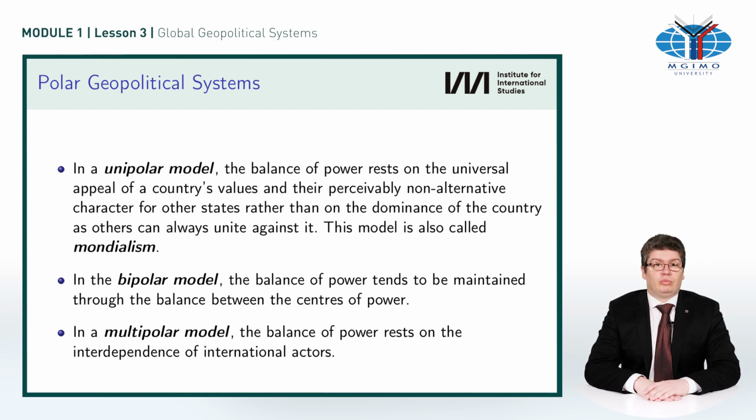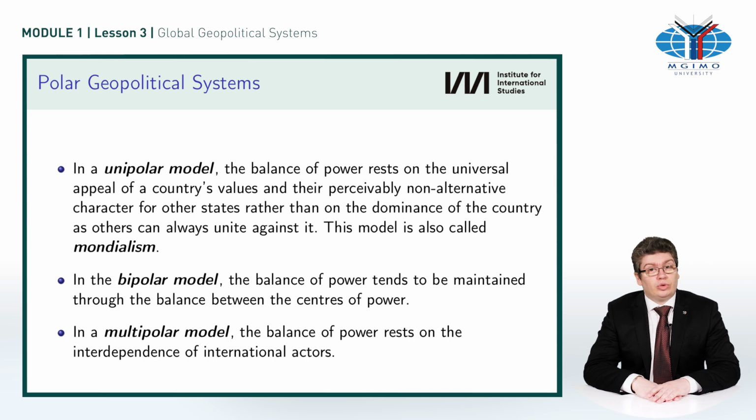In the bipolar model, the balance of power tends to be maintained through the balance between the centers of power. To that end, the poles engage allies across the globe and create so-called fixed coalitions. It implies that allied states support the pole on every issue, from security to ideology. The balance of power between the USA and the USSR was ensured by strategic parity, primarily in nuclear weapons and their intercontinental delivery.